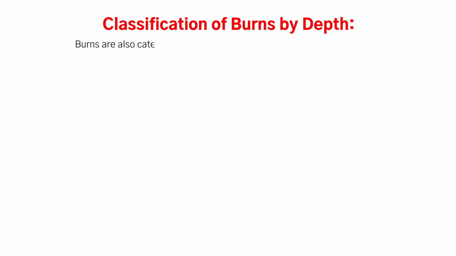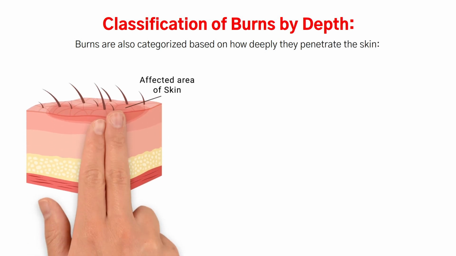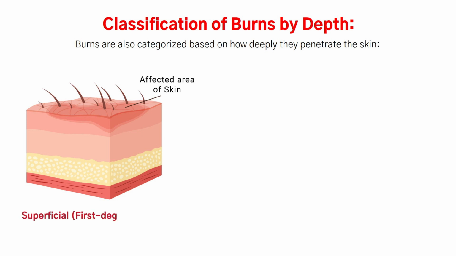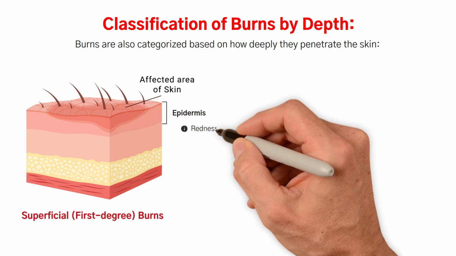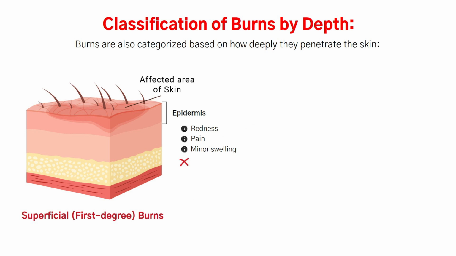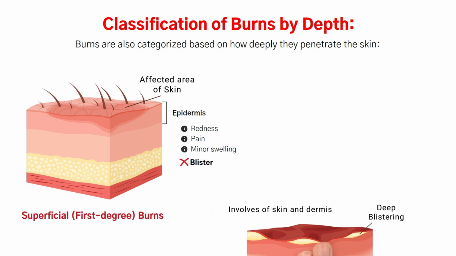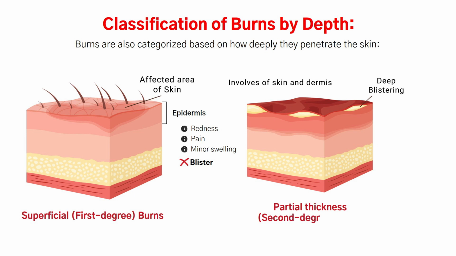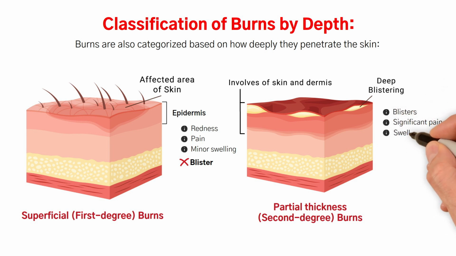Now let's talk about classification of burns by depth. Burns are also categorized based on how deeply they penetrate the body, and more specifically, the skin. A superficial burn, also called first-degree burn, affects only the outermost layer of the skin, called the epidermis. These burns cause redness, pain, and minor swelling, but do not blister. The next type is partial thickness, also called a second-degree burn. These burns extend into the dermis, the second layer of the skin, causing blistering and significant pain as well as swelling. These burns may appear red, moist, and blistered.